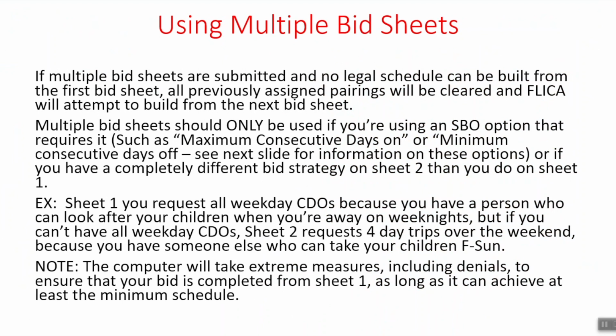But if you can't have all weekday stand-ups, sheet 2 requests 4-day trips over the weekends because you have someone else who can watch your kids between Friday and Sunday. So, one thing to keep in mind, if you use more than one bid sheet, the computer will try to build your schedule only from sheet 1 if it can, including sometimes not meeting your own personal threshold as long as it can at least meet the minimum schedule. So, bear that in mind if you want to use multiple bid sheets. As a very junior bidder, I don't generally recommend it.